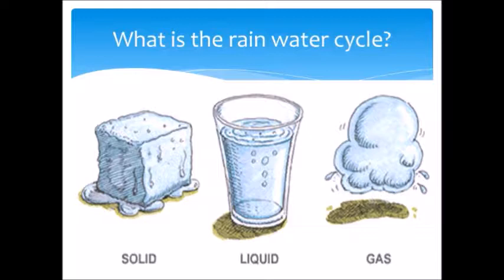Gas is when the water evaporates. Water existing as a gas is called water vapour. You can see water evaporating when making tea. The steam which comes out is the gas.